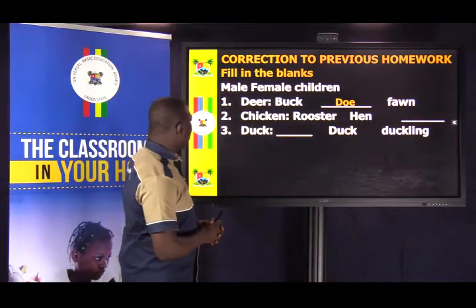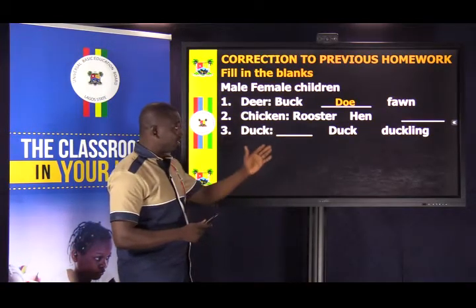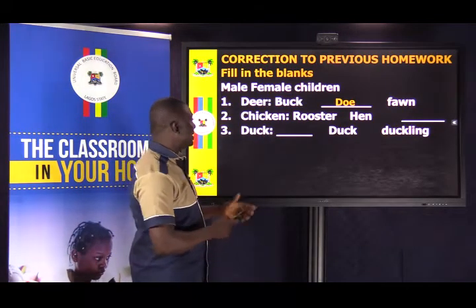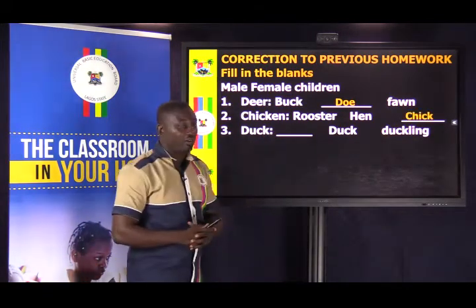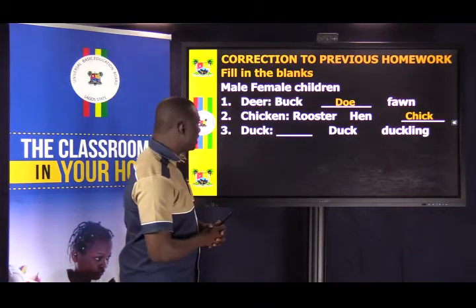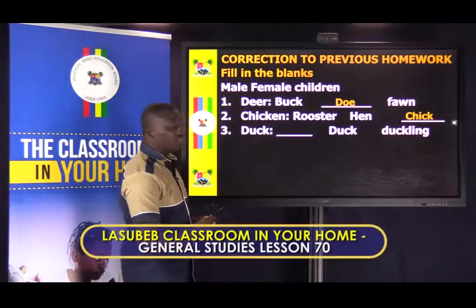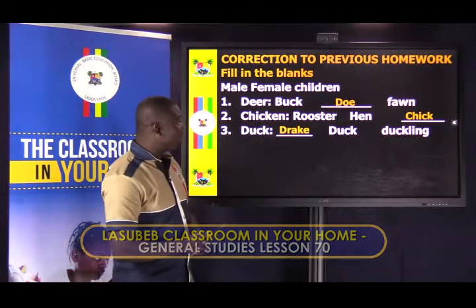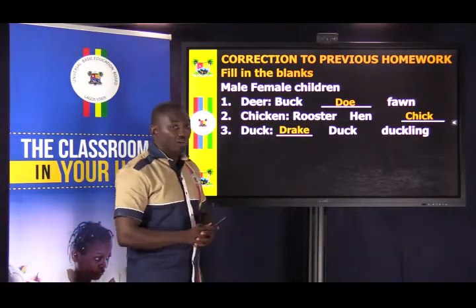Doe. Number 2, we have chicken. Of course, a male chicken is rooster, female chicken, hen, and their children, chick. All right? And the last one, duck. You know, a male duck is referred to as drake. All right, drake. For the female, duck, and for the children, duckling.